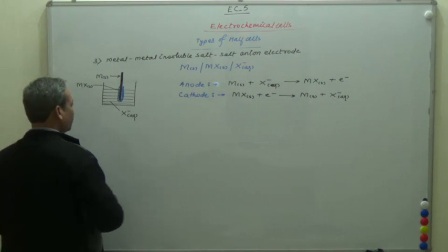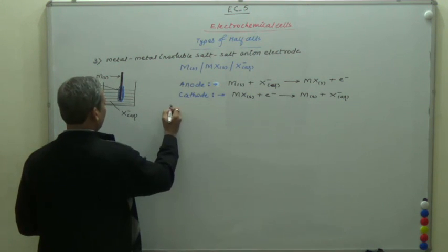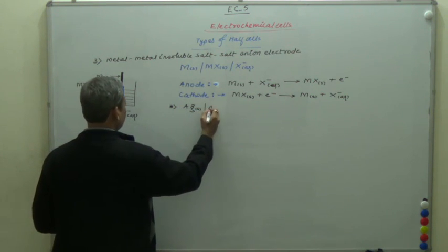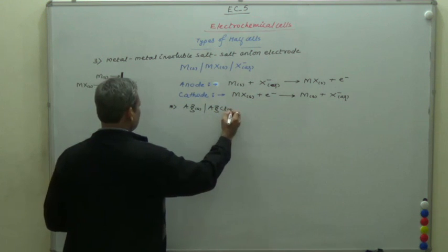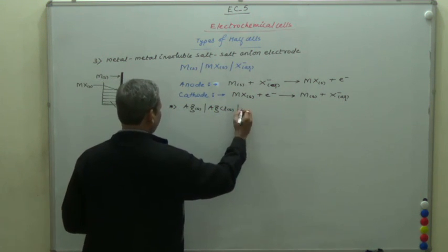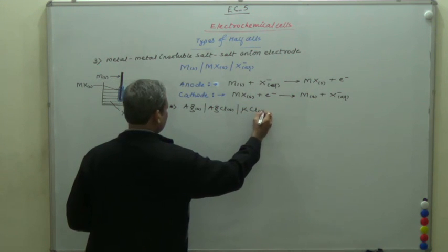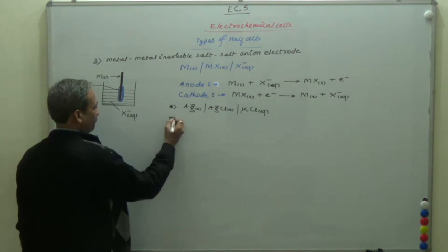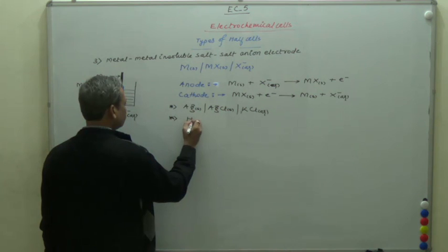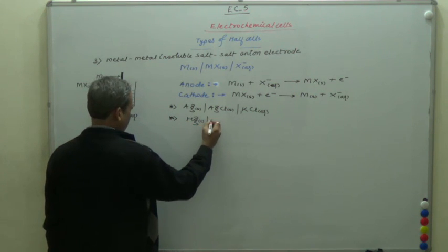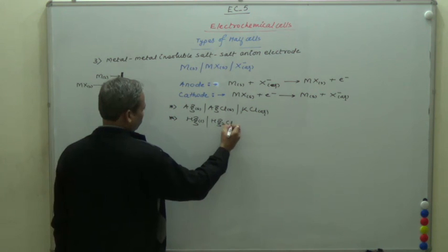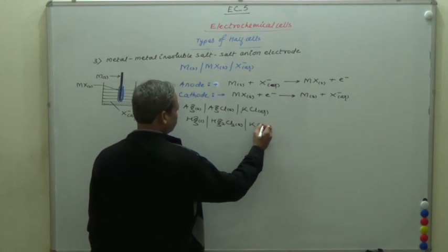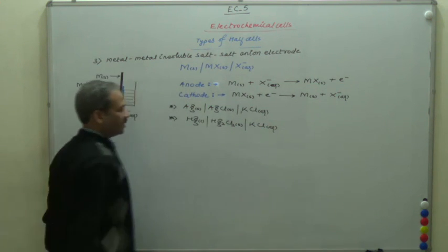We can consider two important examples for this category. It is AgCl and KCl. We can also consider Hg in liquid form, Hg2Cl2 in solid form, and KCl in aqueous form.